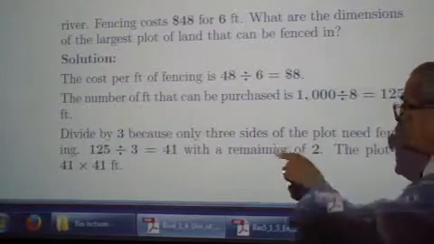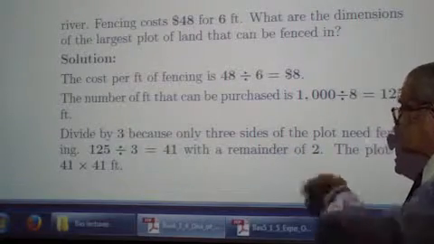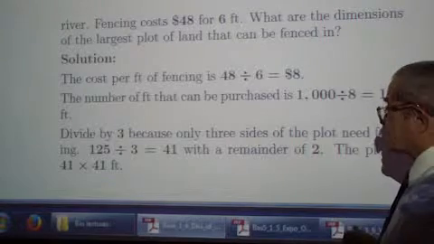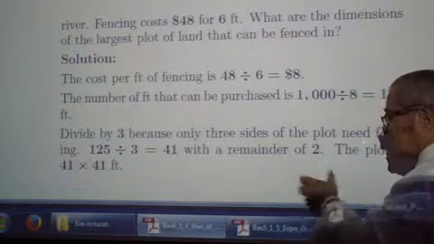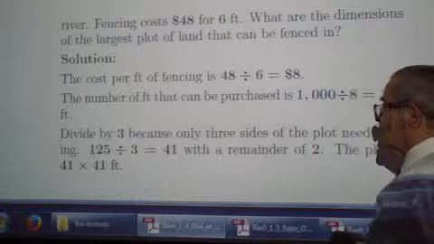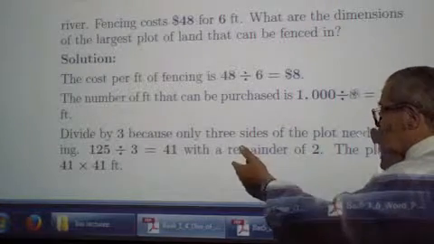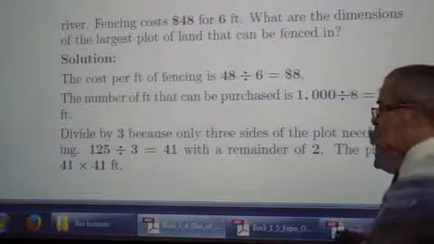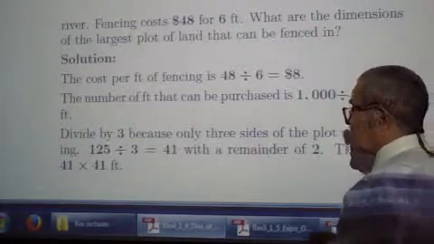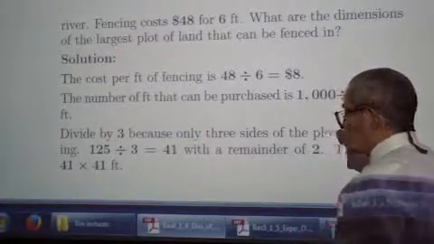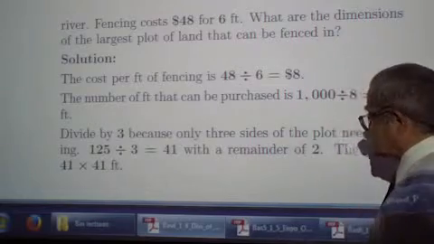So 125 divided by 3, because there are 3 sides, is 41. And there's a remainder. But we can't use the remainder. We can't use 1 foot or 2 feet of fencing. So that's 41. So your plot can be 41 by 41. You fence 3 sides. 3 times 41 is 123. So you're left with 2 feet of fence that you can't use.